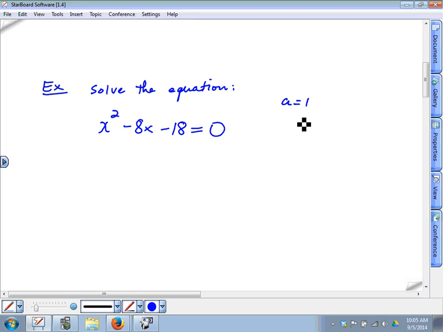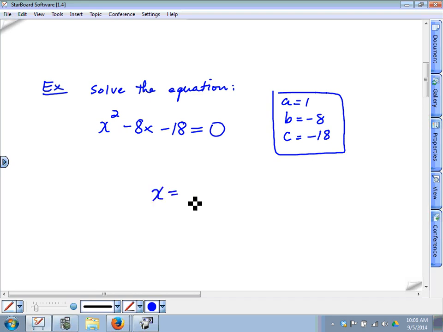A equals 1, correct? B equals negative 8, and C equals negative 18. I always write the values down so I know what they are. I'm not confused on what A, B, and C are. Now, let's use the formula. X equals the opposite of B, or negative B. So what am I writing there? 8, positive 8, plus or minus the square root of B squared.